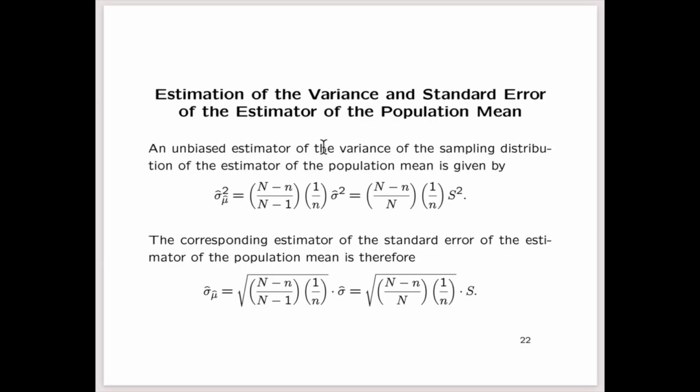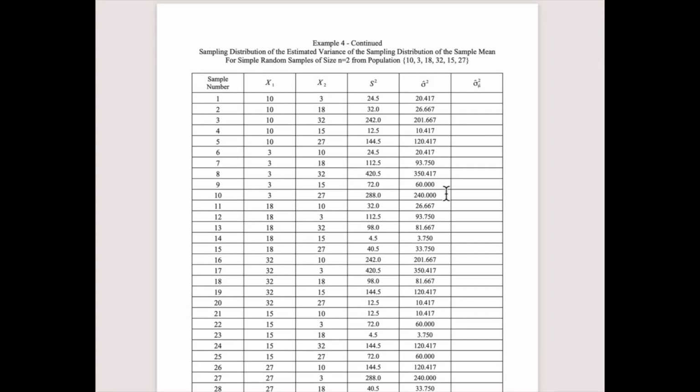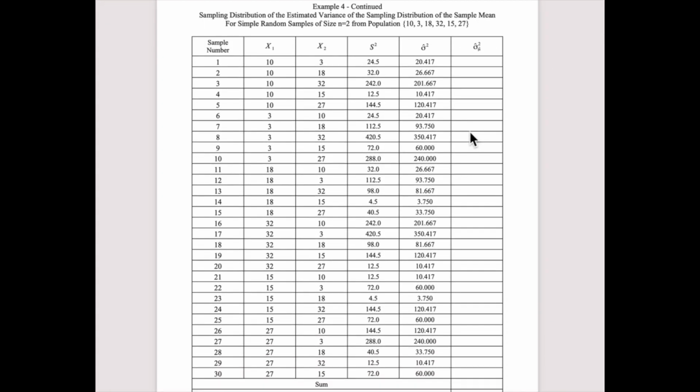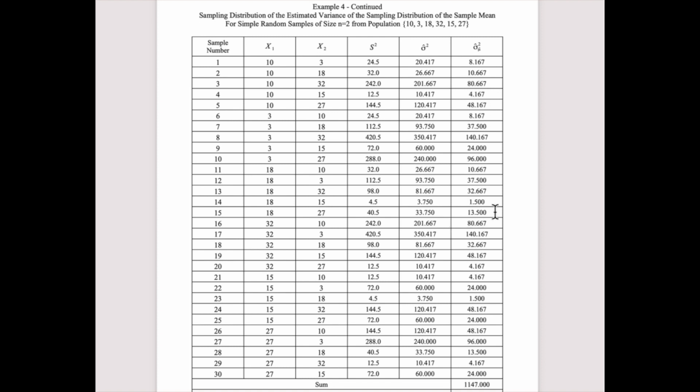All right, and so then we would use either of these two formulas, and you might try using both just to make sure you get the same answer. Okay, so when we apply the formula, these are the values that we get. Let's think about what these values represent. Each of these values is the estimator for the variance of the sampling distribution of mu hat for the corresponding sample.